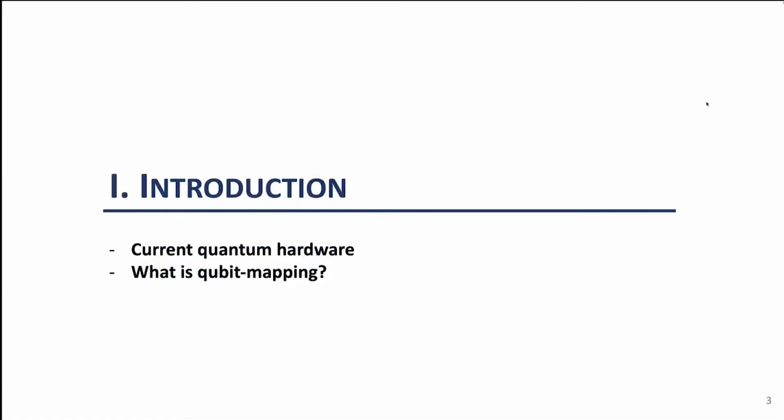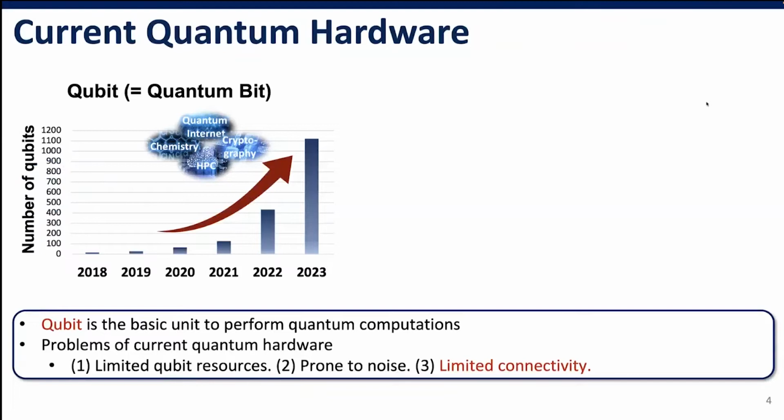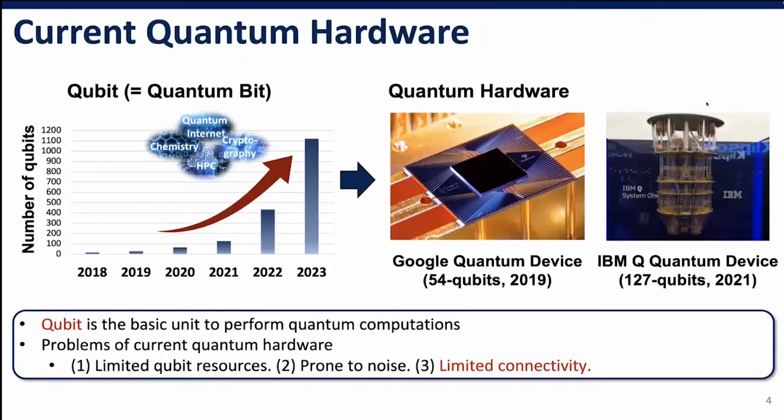First, I'll introduce why we need an efficient qubit mapping. Recently, quantum computing has attracted great attention, so the development of quantum hardware is rapidly progressing. To perform quantum computations, the qubit is used as a basic unit, and it uses quantum phenomena instead of classical physics. The left figure shows that the number of qubits is increasing exponentially. Now, current quantum hardware reaches 50 to a few hundred qubits.